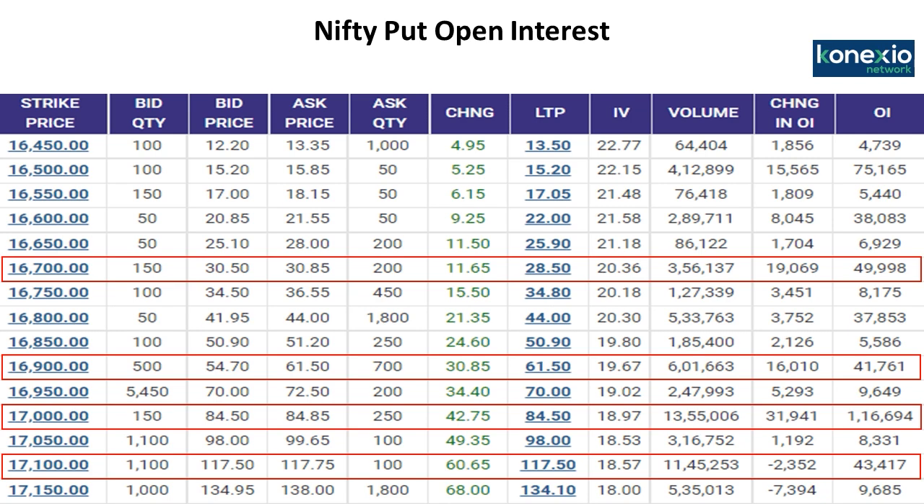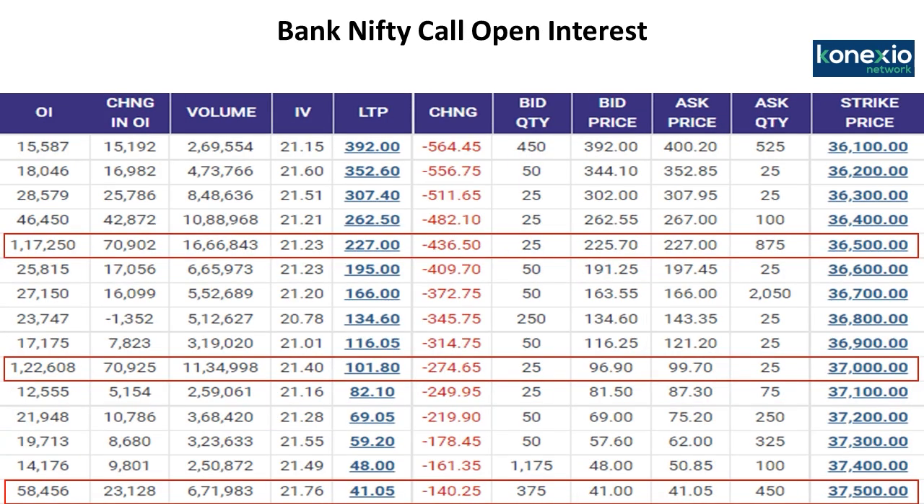Now let us come to Bank Nifty calls. In Bank Nifty calls, you can clearly see that the action was seen in 36,500 calls, then 37,000 calls, and 37,500 calls. Now here you can see there has been a significant rise in the open interest. Volume are also rising. Here also rise in the open interest. Here also rise in the open interest.